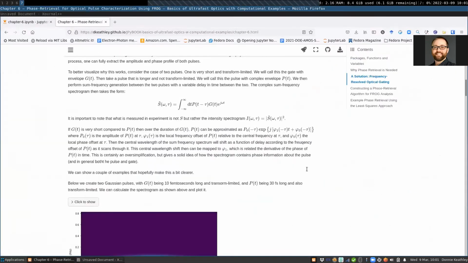And so what we can do is we can do some calculations, and maybe I didn't emphasize earlier that this is typically called a spectrogram, which is where you take spectra as a function of some delay parameter, for instance.